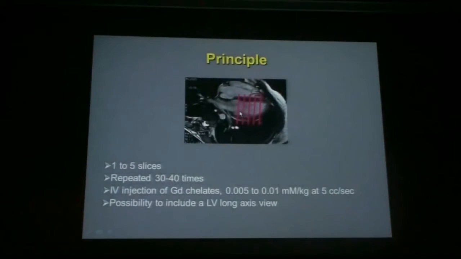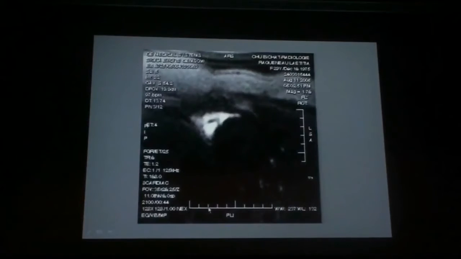So what you do is position 5 slices that are required every RR interval. Between 2 RR intervals, you get 5 slices, so it's really, really quick. And you repeat these sequences 30 to 40 times, usually with a short axis view, with the possibility, however, to include a longitudinal view if you want to add information.